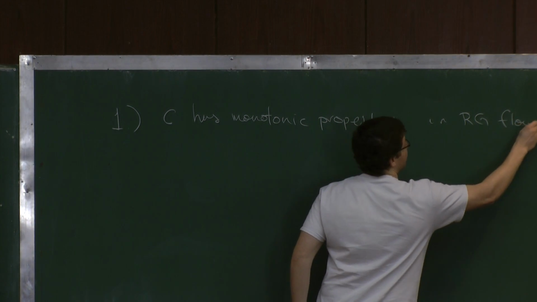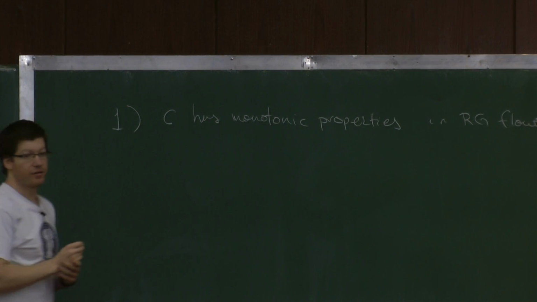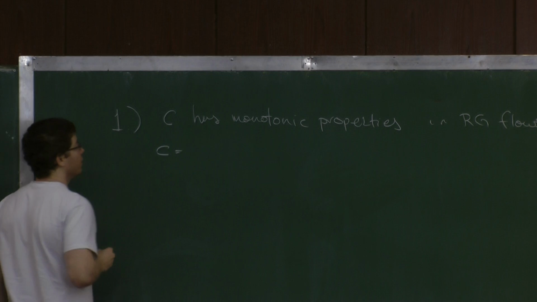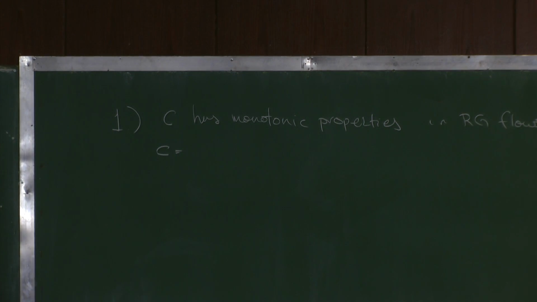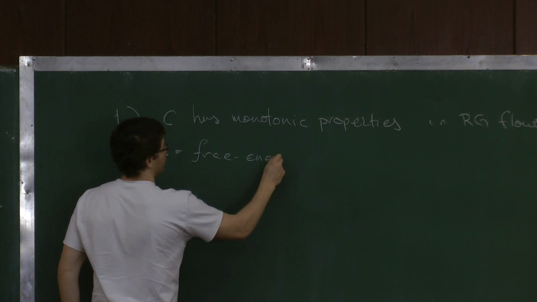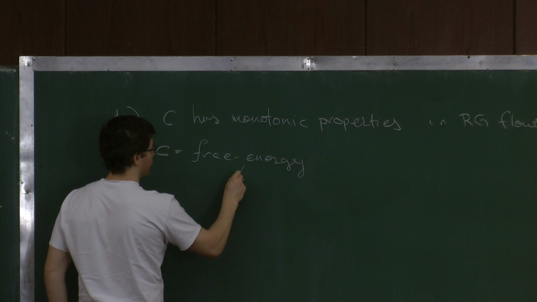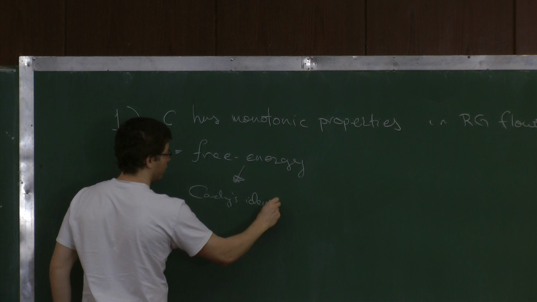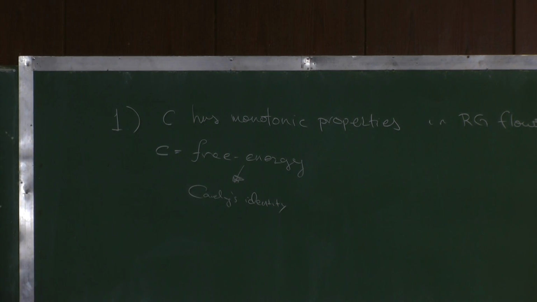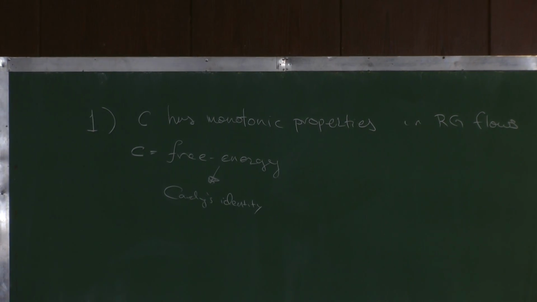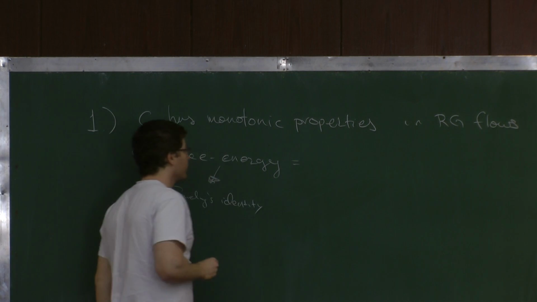But C has a plethora of other interpretations which are somehow more intuitive. So in two dimensions, C can be shown to be equal to the free energy of the system. That more or less follows from Cardy's identity about two-dimensional theories. Or you can think about it as a result of modular invariance. So that renders C a more intuitive notion of the number of degrees of freedom.